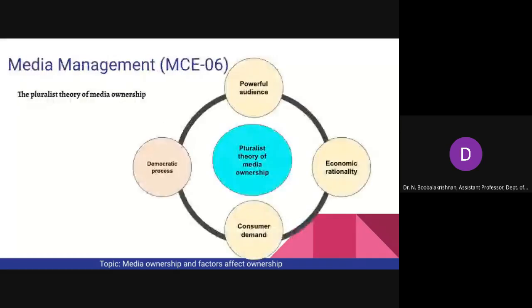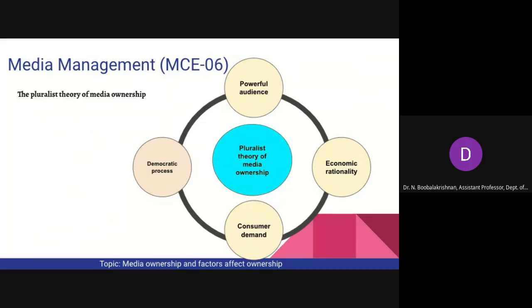For this we need some basic understanding of the pluralistic theory of media ownership, which will help you in deciding over the patterns of media ownership. The pluralists argue that the media owners are responsible for the ways of handling information.